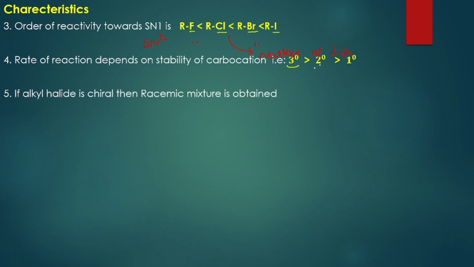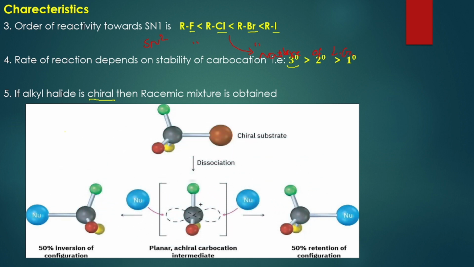Next, if alkyl halide is chiral, again optical isomerism came. If alkyl halide is chiral, then a racemic mixture is obtained. What is that? Suppose we'll see the example here. This is the alkyl halide, a very beautiful alkyl halide we have. Second step only. I have written only step 2.